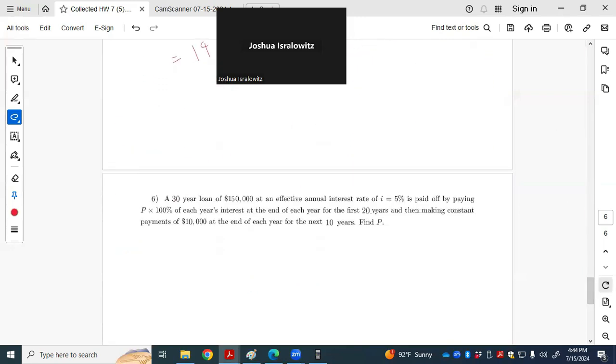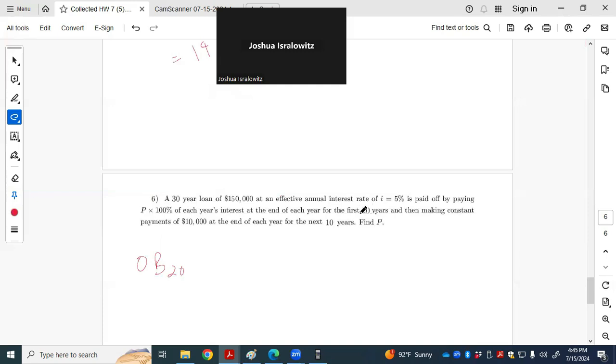Right. All right. Last but not least, this is a pretty easy problem if you think about it, or if you just went to the example video that I had in the hints associated to this problem. All right, so pay off P times 100% of each year's interest. So we have our formula for that.